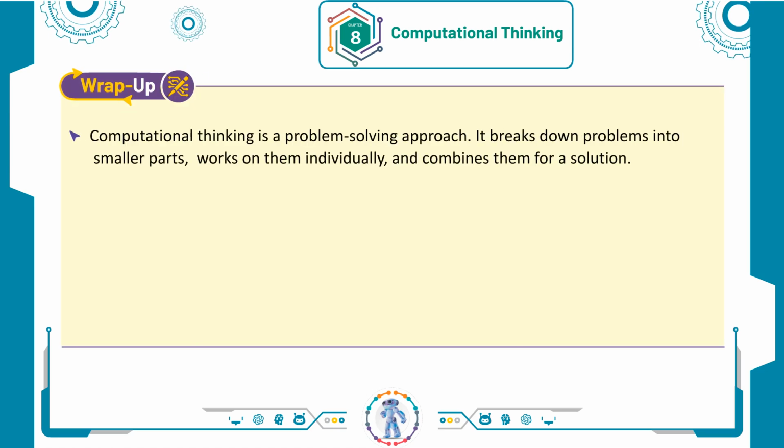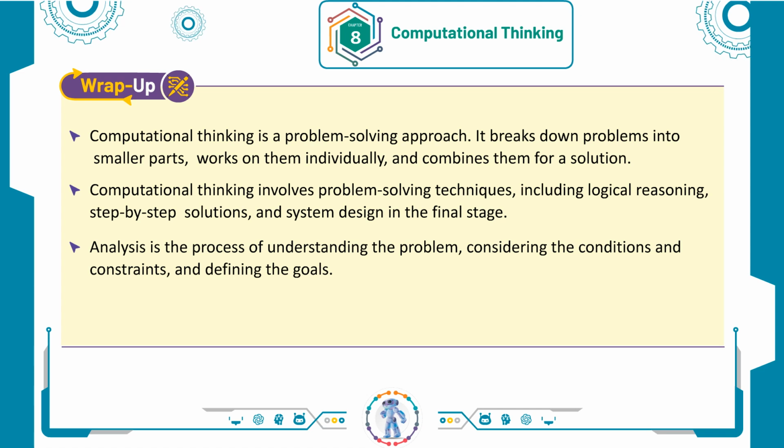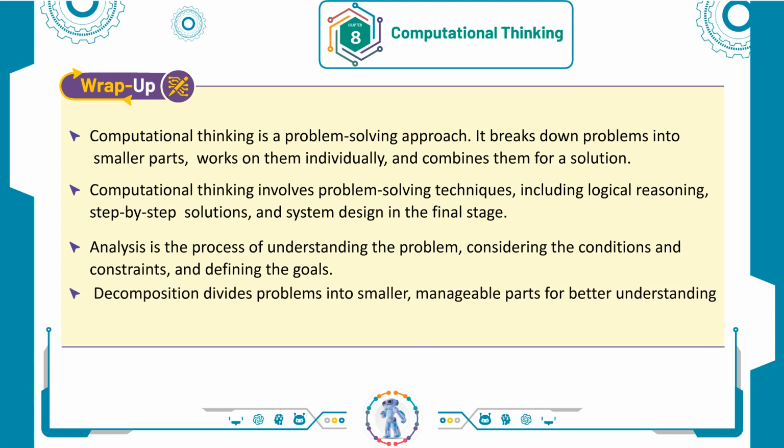Wrap up. Computational thinking is a problem-solving approach. It breaks down problems into smaller parts, works on them individually, and combines them for a solution. Computational thinking involves problem-solving techniques, including logical reasoning, step-by-step solutions, and system design in the final stage. Analysis is the process of understanding the problem, considering the conditions and constraints, and defining the goals. Decomposition divides problems into smaller, manageable parts for better understanding.